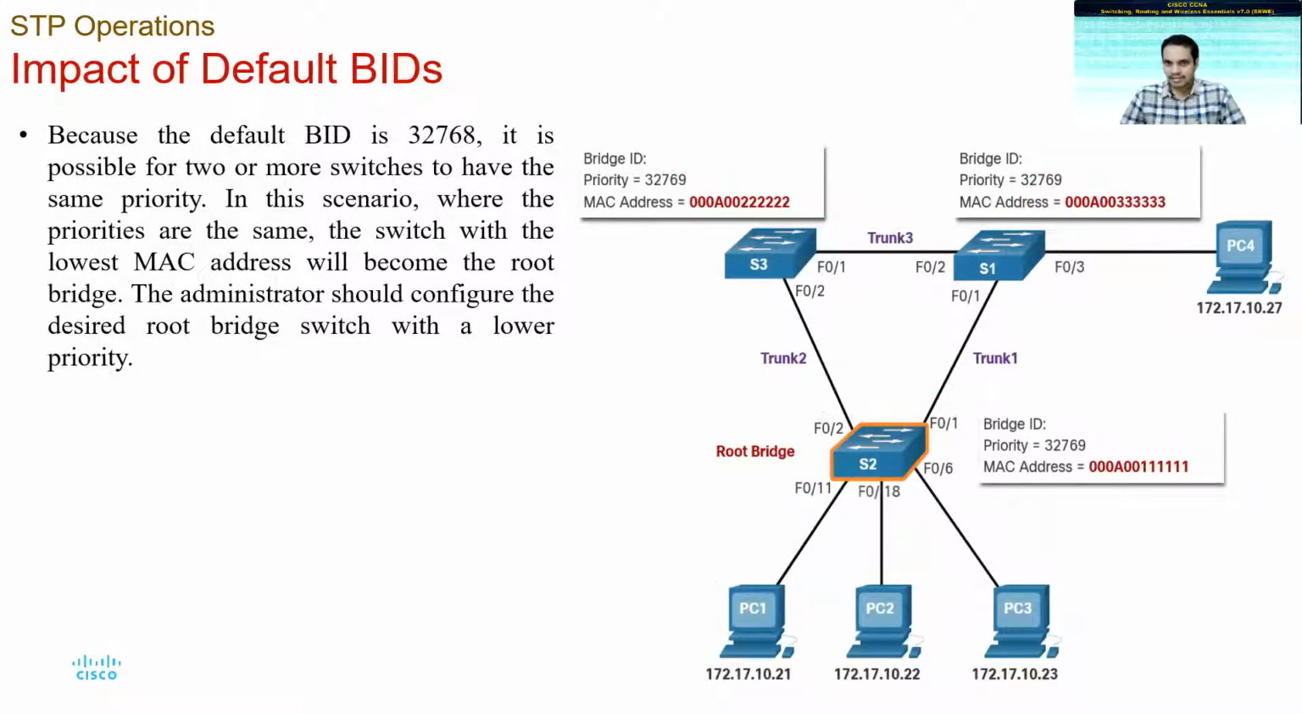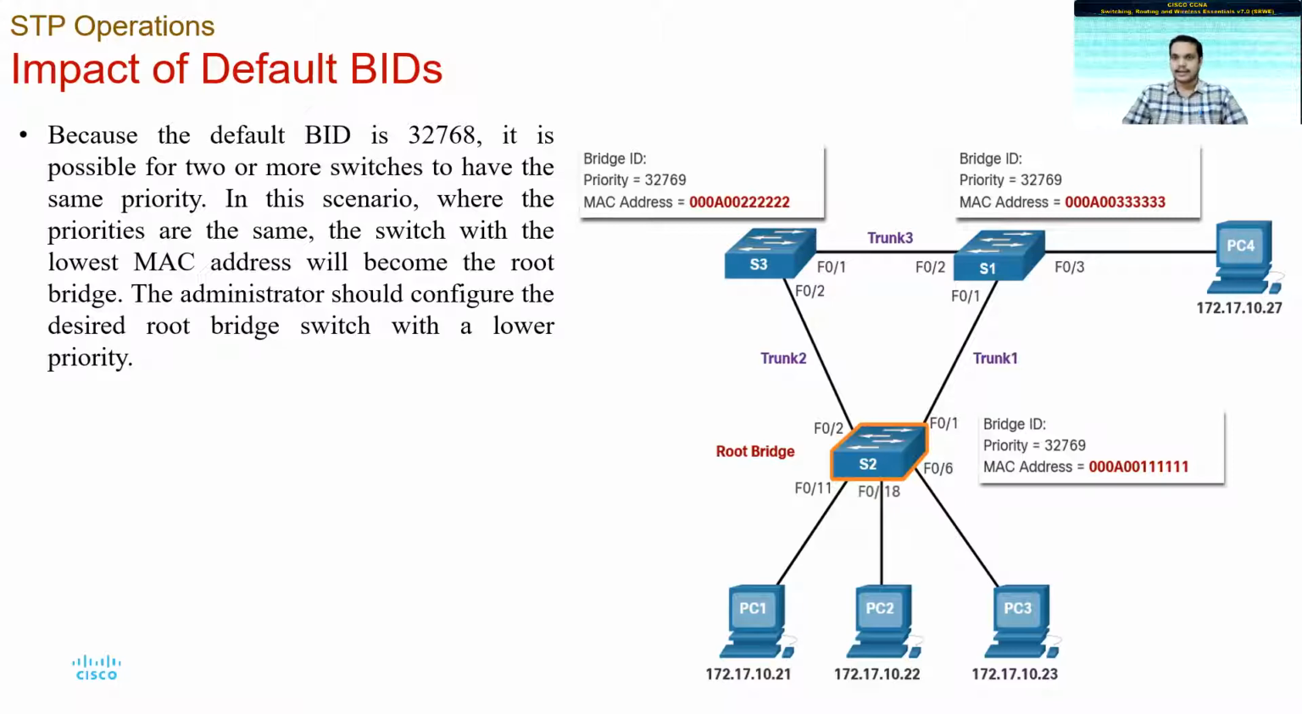As I told you earlier, the default priority of Cisco switches is 32768. It is always possible that two or more switches will have the same priority, so it comes to a tie. In the scenario where the priorities are the same, the switch with the lowest MAC address will become the root bridge. But if an administrator wants one particular switch to be the root bridge, he can always configure that switch with a lower priority.